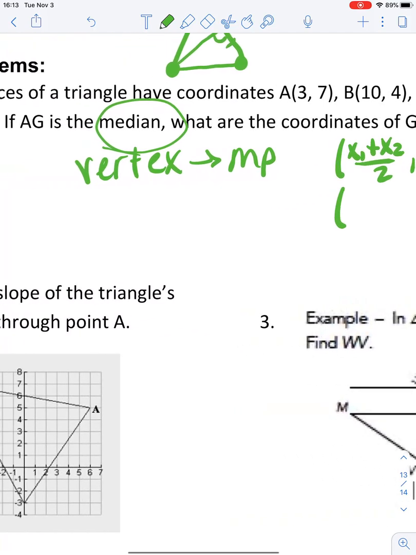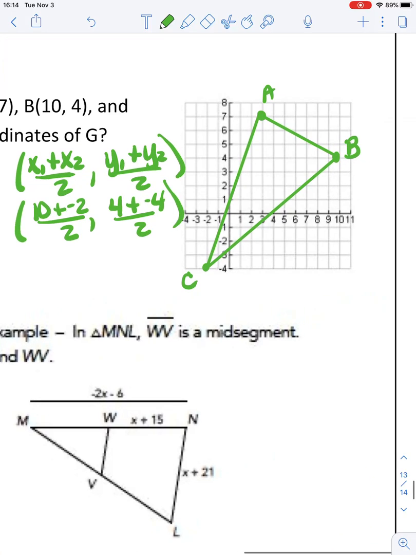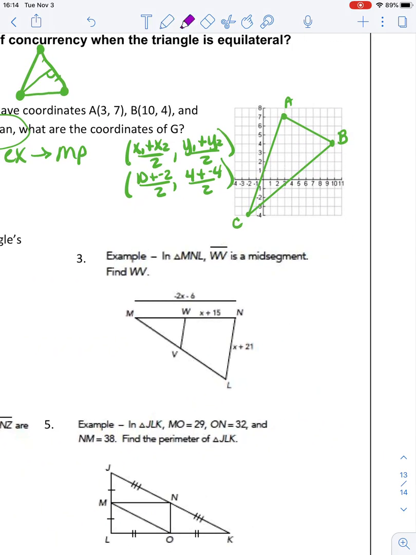So if I average my x values, then I have 10 and negative 2. So 10 plus negative 2. Now, the reason that I'm using those, let me back up and show you. One second, let me finish writing this, is because the median has to extend, and it says AG, if AG is the median. So that means that A is the vertex, so I'm going to extend to the midpoint of BC. So I'm finding the midpoint of BC. That's why I use the 10 and negative 2 and the 4 and negative 4. So 10 and negative 2 is 8, and 8 divided by 2 is 4. 4 plus negative 4 is 0, divided by 2 is 0. So 4, 0 are the coordinates of G.